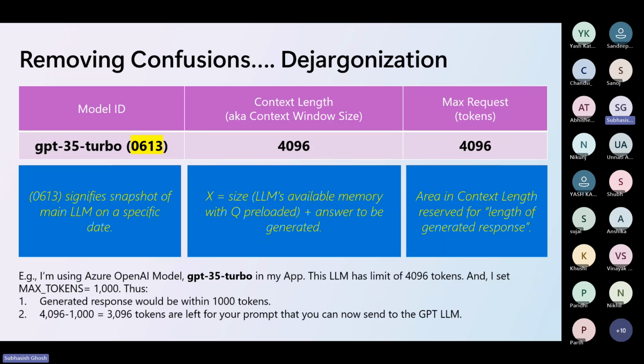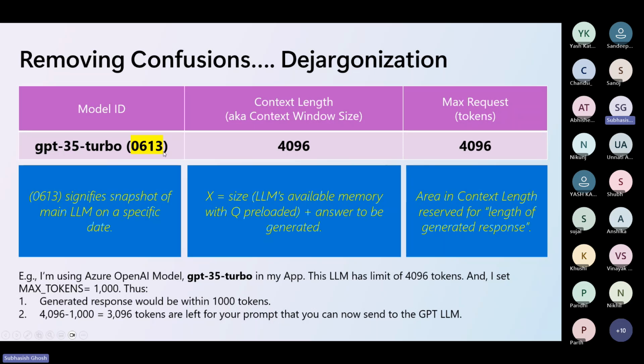If you open up any documentation, you will find things like model ID, and context length, which is also referred to as context window size. You will have max request tokens, and these terms will come up with GPT-3.5 Turbo. It'll be written like 0613, and like 4096, 4099. And what do these mean? So first and foremost, how do you read it correctly?